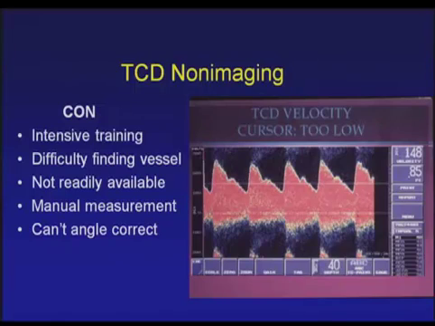Problems with the non-imaging technique are that it does require intensive training. It may be hard to find the vessel simply by listening for it, and many centers do not have this machinery available.